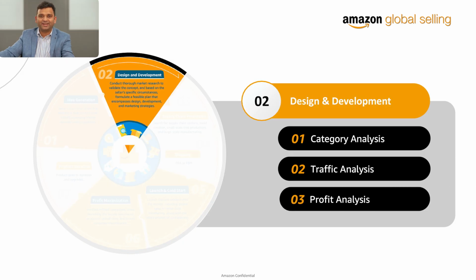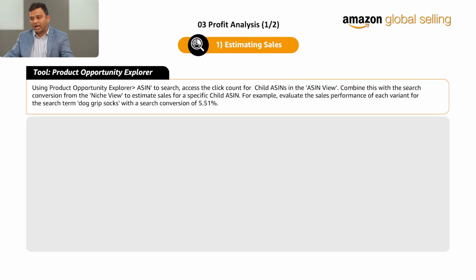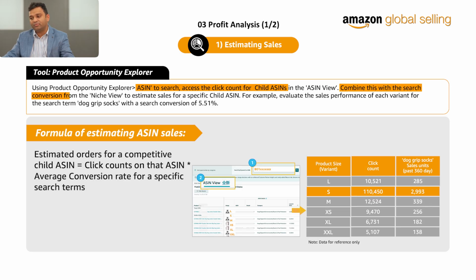Now we will go into profit analysis, where we'll look at estimating sales and pricing our product. For estimating sales, we'll be using Product Opportunity Explorer and we'll put in the ASIN to search the click count for that ASIN as well as the child ASIN. Combine this with the search conversion from the niche view to estimate sales for your competition product. For example, we used dog grip socks and the search conversion was 5.51%. Put that with the click count for the particular ASIN to get the estimated sales for that product. Do that for 3 or 4 more products to get a good idea of what your product sales would be once you launch the product.